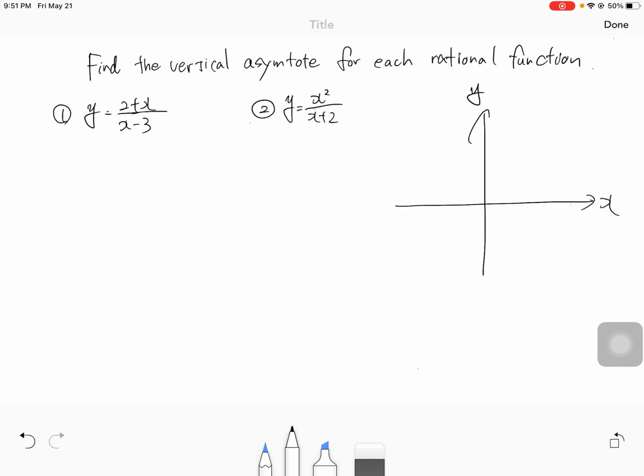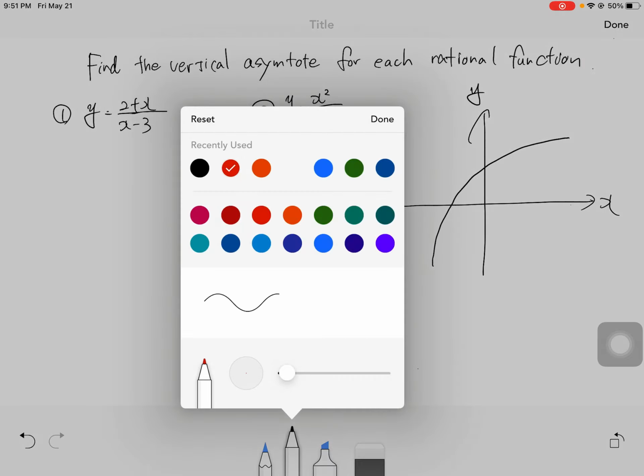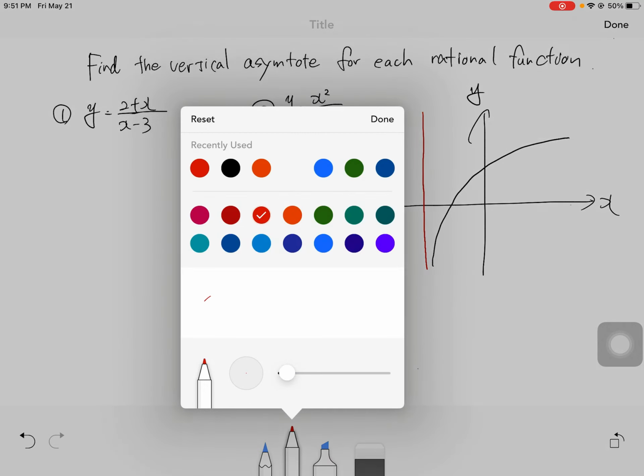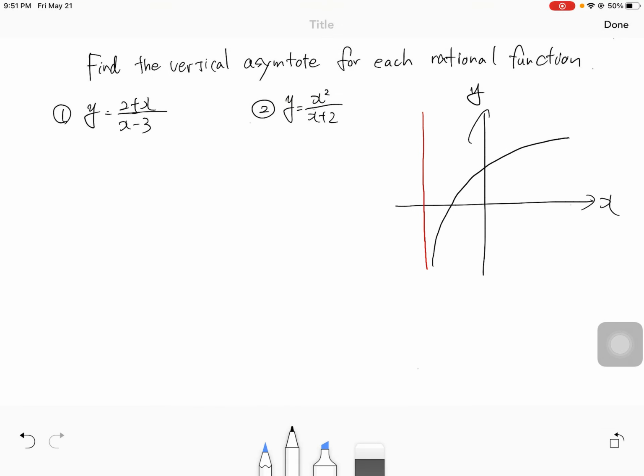What is vertical asymptote? I give you one example. Vertical asymptote is the vertical line which the graph is getting close to, but it never touches or crosses. This is the vertical asymptote. But how do you find it? So let's work on number 1 first.